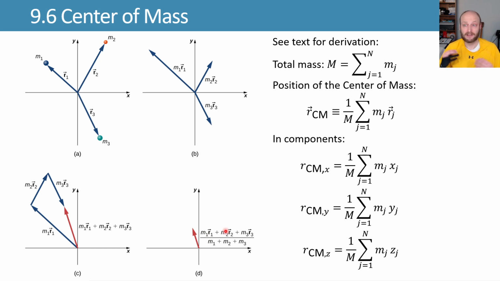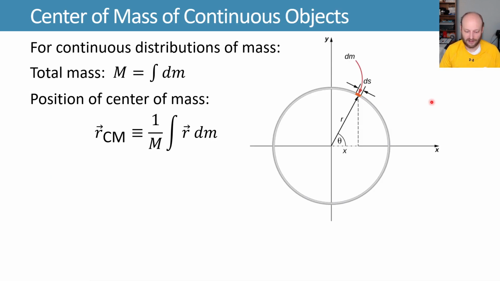If you want to do that for a continuous distribution of mass, you can do the same thing. It's just instead of adding up the discrete bits of mass, this will become an integral sum. As shown here, our total mass can also be an integral sum of the little bits of mass, and our position of the center of mass now is 1 over the total mass times the integral of r dm.